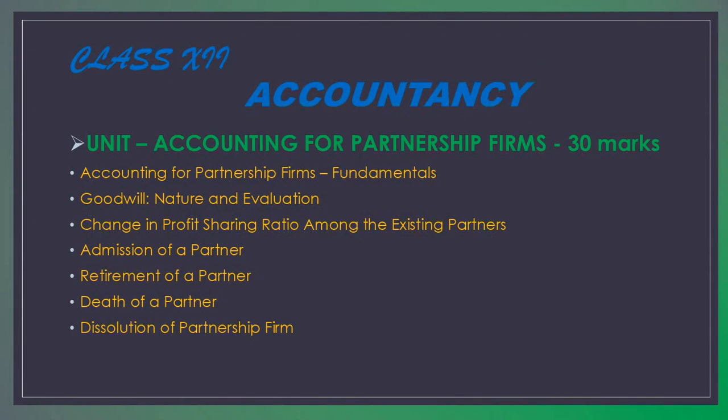We shall begin with the unit of Accounting for Partnership Firms, which includes 7 chapters, namely Fundamentals, Goodwill, Change in Profit Sharing Ratio among Existing Partners, Admission to a Partner, Retirement of a Partner, Death of a Partner, and Dissolution of Partnership Firm. And altogether, this unit counts for 30 marks.